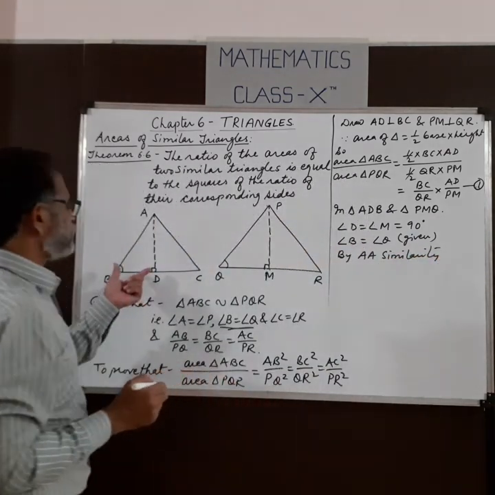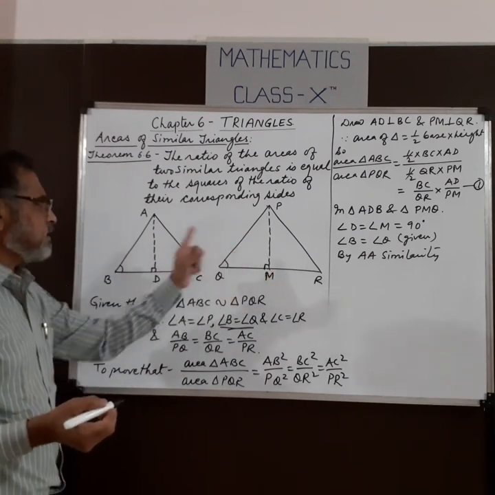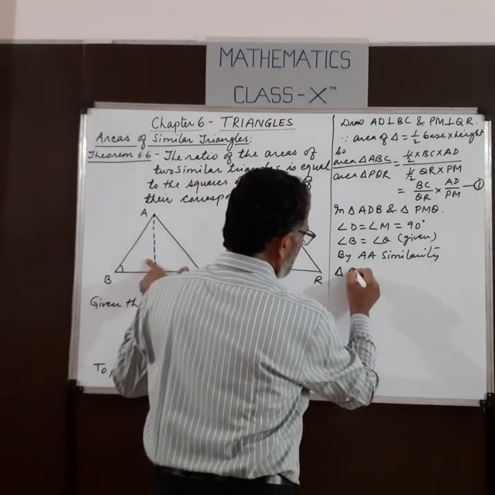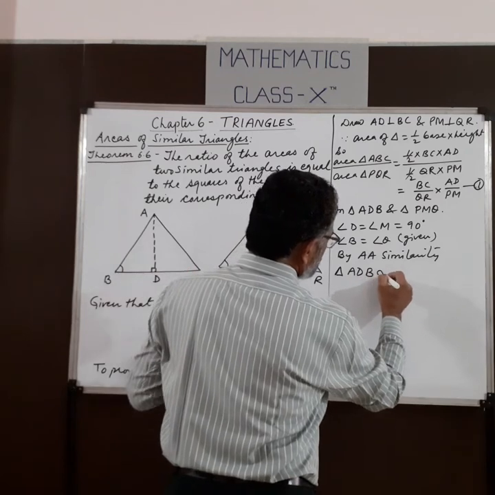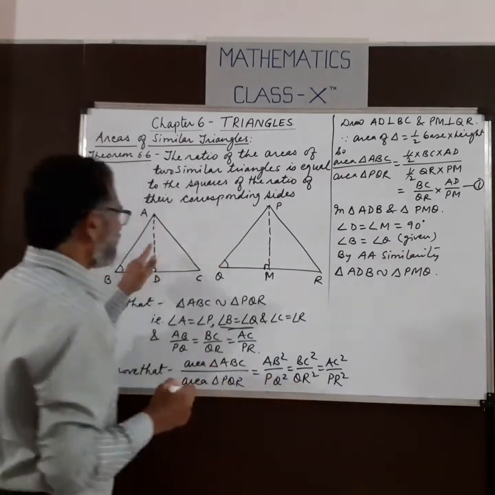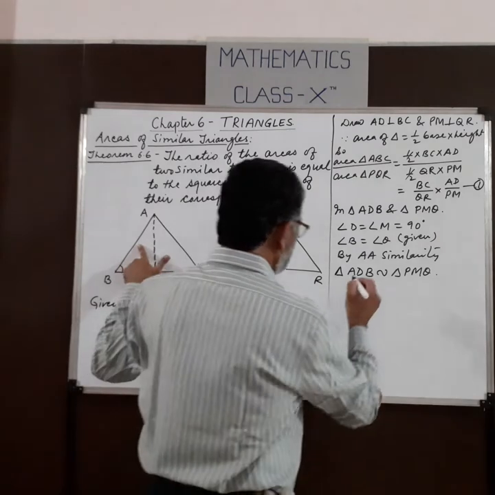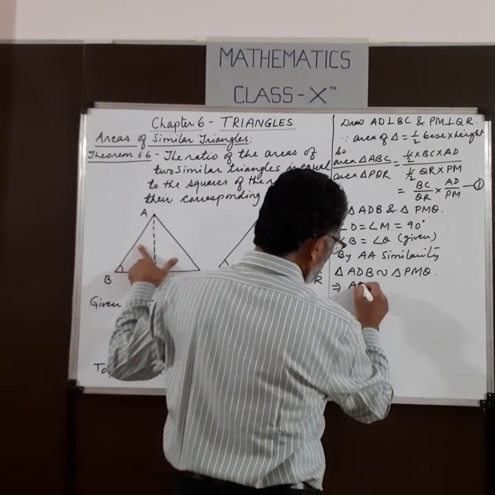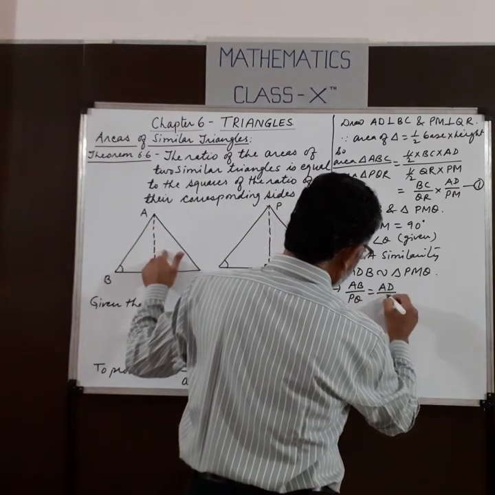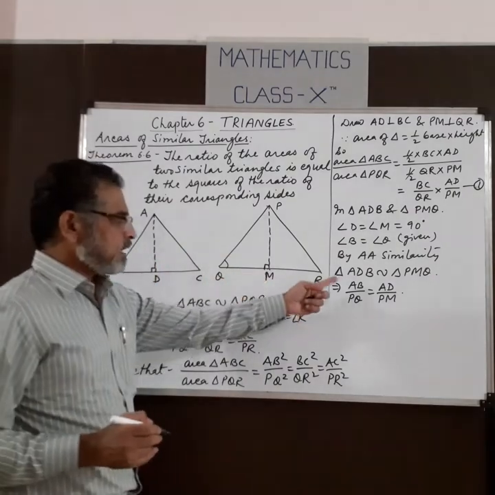if two angles of one triangle are equal to two corresponding angles of another triangle, then the triangles must be similar. Yesterday we discussed this. So triangle ADB will be similar to triangle PMQ. If these two triangles are similar, then their corresponding sides are in proportion, meaning AB upon PQ is the same as AD upon PM. Corresponding sides of similar triangles are in the same ratio.